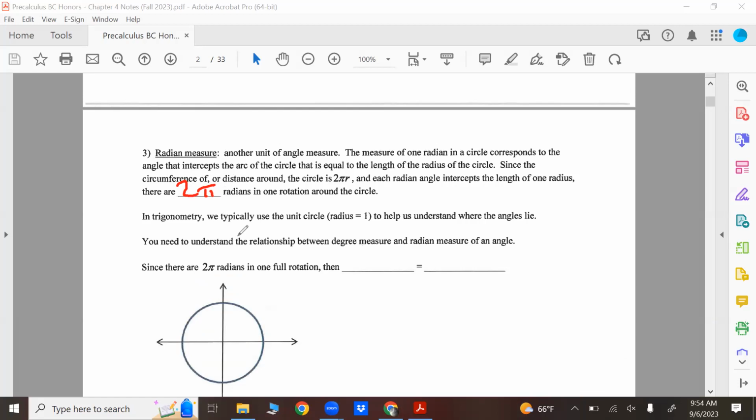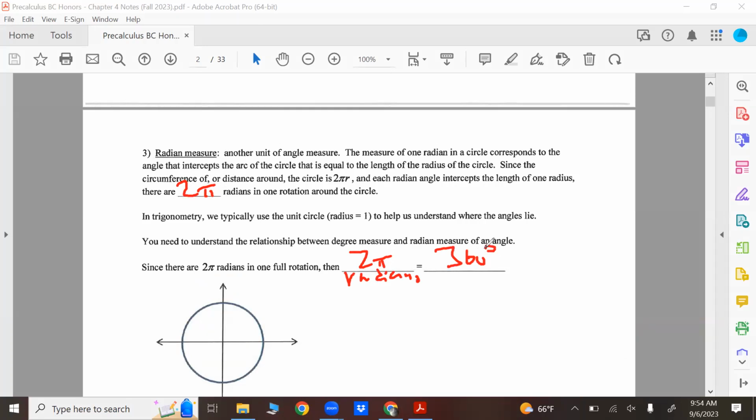And you need to know that relation between radians and degrees. Totally, that's very important, right? So 2 pi radians in 1 circle, therefore 2 pi radians equals 360 degrees. We already talked about this. We know this now, right?